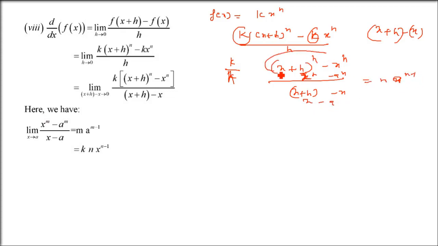So what is this? n a to the power n minus 1. So this can be written as n a^(n-1). n is already n here, so just put in n here. What is a here? a is x. So this x^(n-1). Then we have k was already there. So k n x^(n-1) is going to be the result.